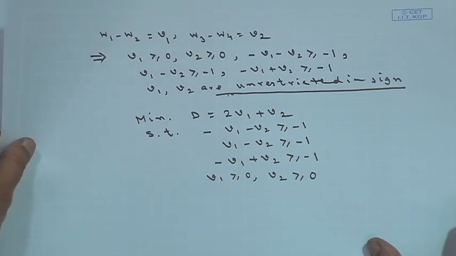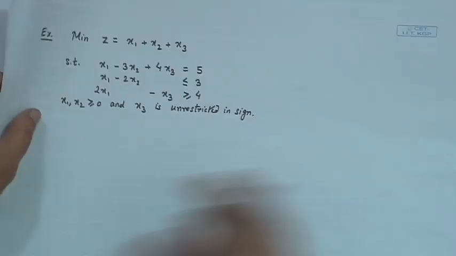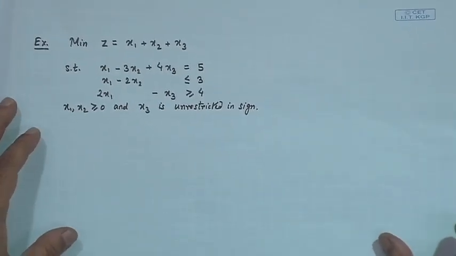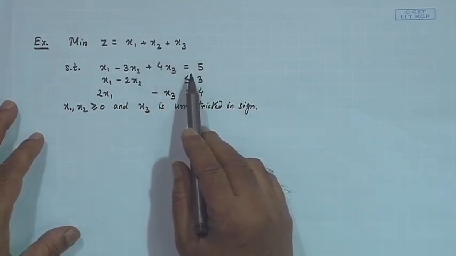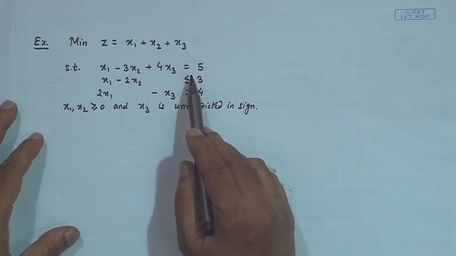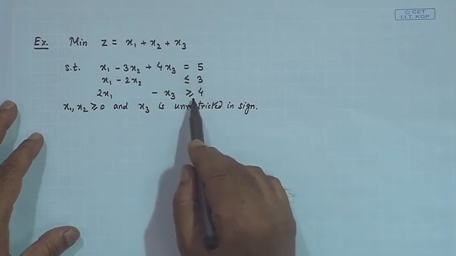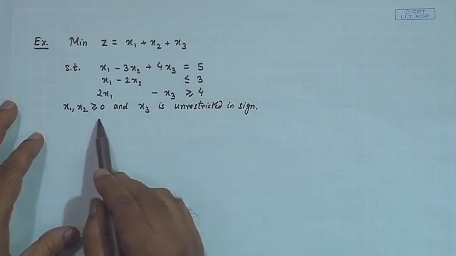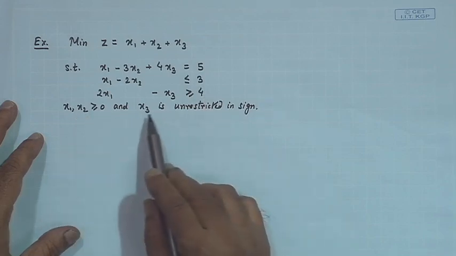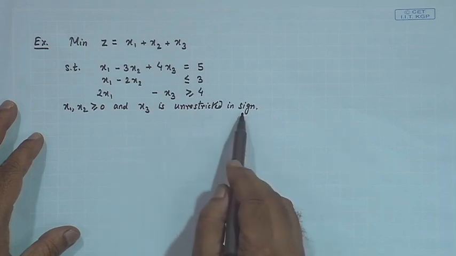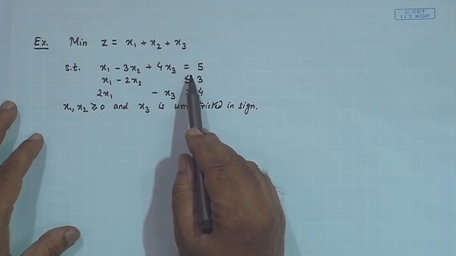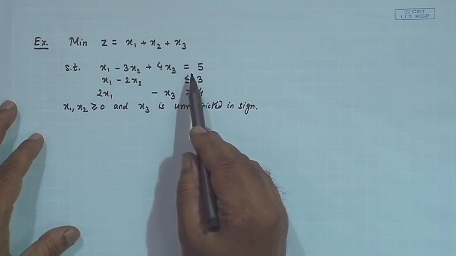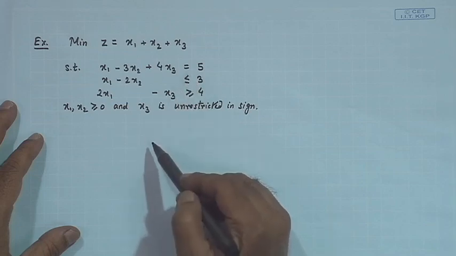We will do one more problem, then we will go for the solution of the dual problem. So, let us take this problem: minimize z equals x1 plus x2 plus x3. Here the beauty is I have all types: one is equality type, one less than or equal type, one greater than or equal type, and two variables x1, x2 greater than or equal to 0 and x3 is unrestricted in sign. So, in the dual what will happen? Since I have one equality type constraint, in the dual there will be one variable which will be unrestricted in sign.